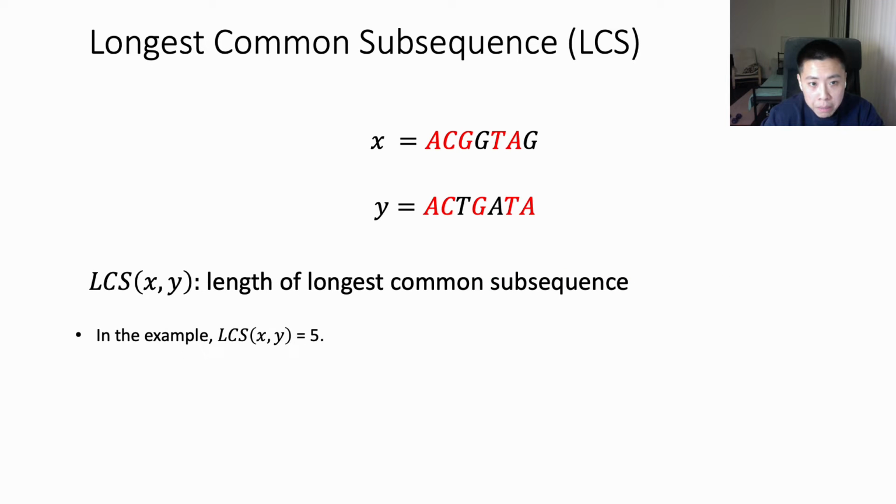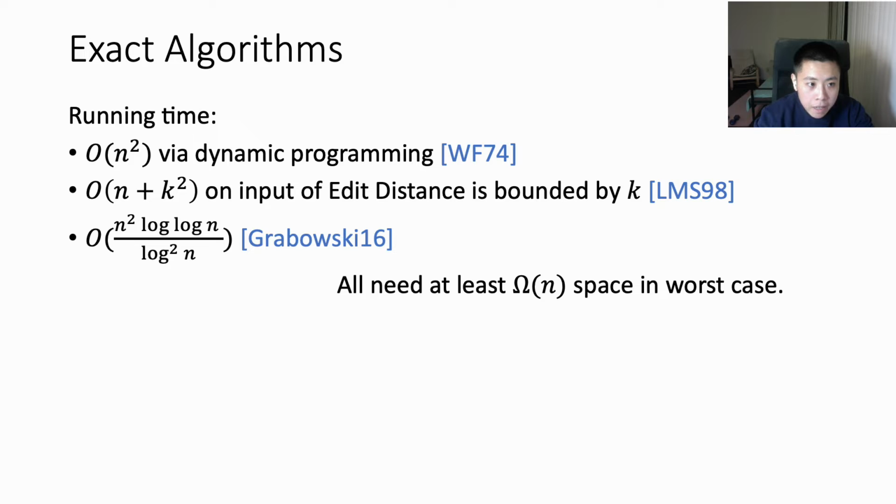For the longest common subsequence problem, the input is also two strings, and the output is the length of the longest common subsequence. In the example here, the longest common subsequence is marked in red. So the length of LCS of two strings x and y is 5. Both edit distance and LCS are fundamental problems in computer science. Here, we first give a brief overview of some of the previous works on these problems.